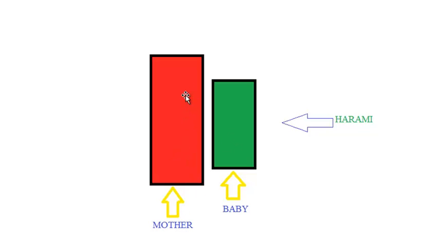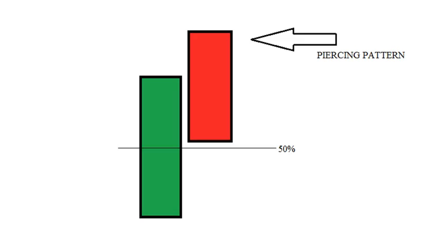So we could call this candle a mother, and we could call this candle a baby, and hence harami is called a pregnant lady. So this is the mother and the child, so this is called a harami.